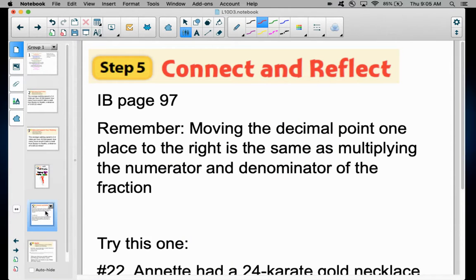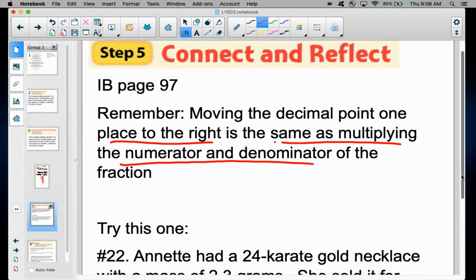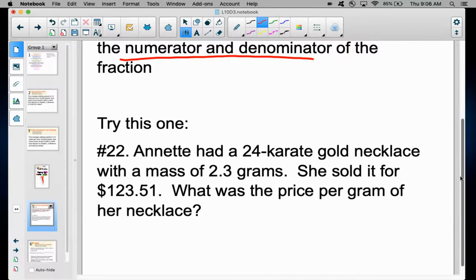So remember, moving the decimal point one place to the right is the same as multiplying the numerator and denominator of the fraction by that power of 10. So if you were going to be moving it 2 places to the right, you would be multiplying the numerator and denominator of the fraction by 100. So that trick, thinking about it in fraction form, just helps you understand why we're moving the decimal points in our problems. What you do to the divisor, you have to do to the dividend. That's important. Let's try this one.